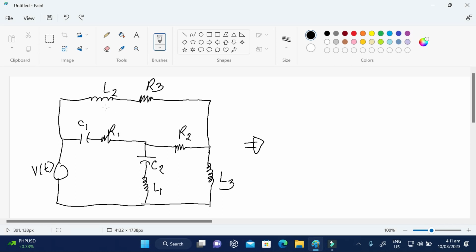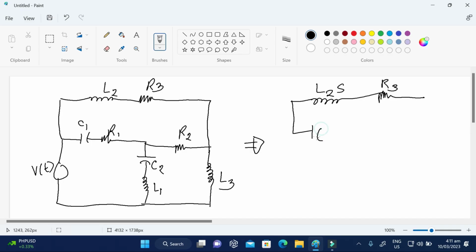We will be solving here a three-loop electrical system. What we have to do first is to transform the circuit into its Laplace transform. For L2, we make it L2S, and for R3, it stays as R3.